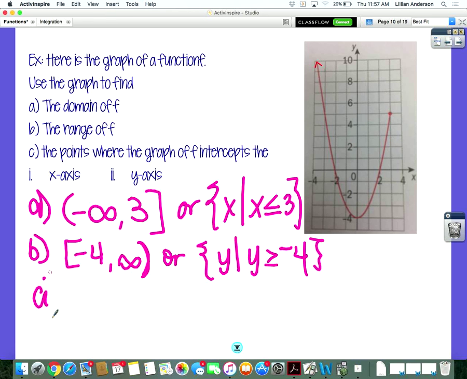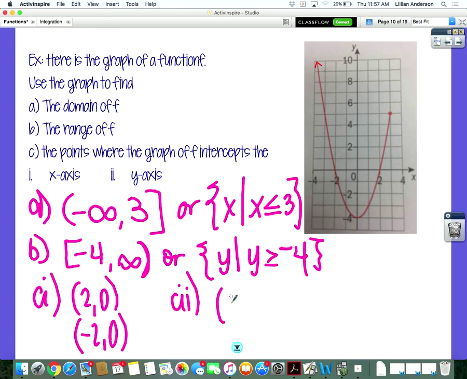See, it should have been simple enough. We have the graph there. What are the points where it intersects the x-axis? 2, 0. And what? Other way around. -2, 0. X-axis. Not 0 first. 0 second. What about the y-axis? 0, -4. Easy enough to see on the graph. Questions?